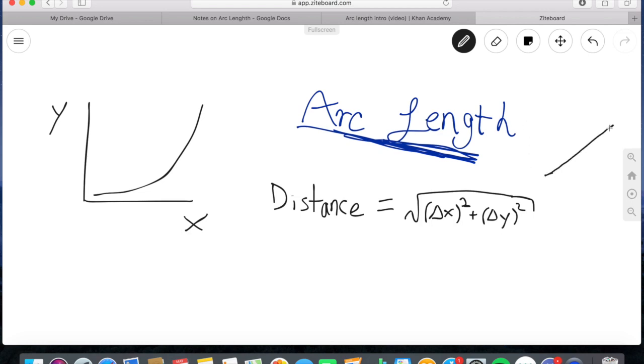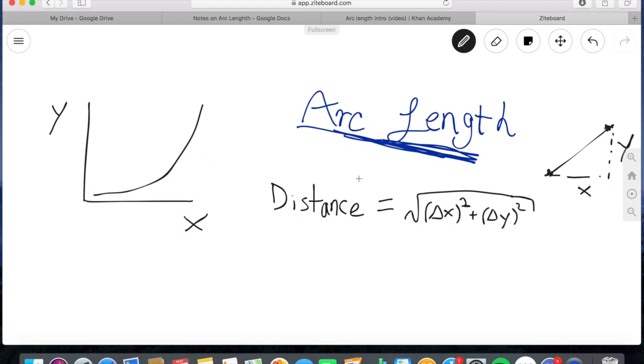If we have this linear graph, we would use this distance formula to find the distance along any two points. It's obvious that this formula is coming from the Pythagorean theorem, because we just use x and y to find this length right here. But with an arc length, this cannot work because this is a curve, and so the distance formula cannot really be used in this instance.